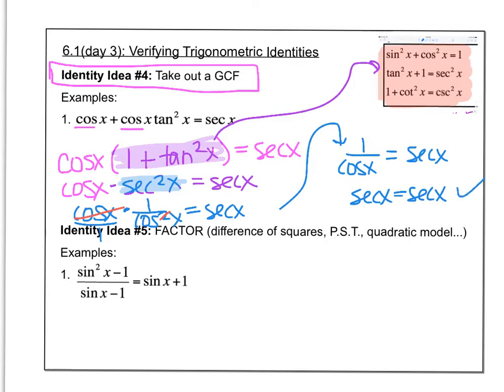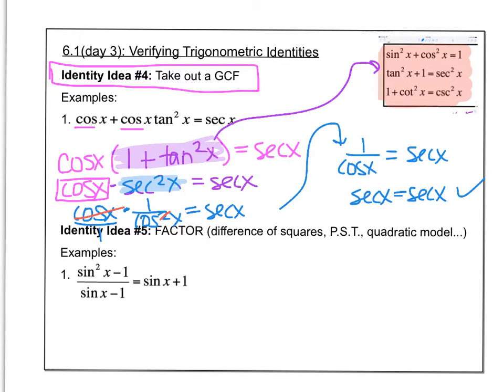That's not the only way to do that. You could have also changed the cosine x, this pink one back here at the beginning, to 1 over secant x and canceled. It actually would have been faster, but since we have that rule of changing everything to sines and cosines, I went that direction. But there's more than one right way to get this answer.